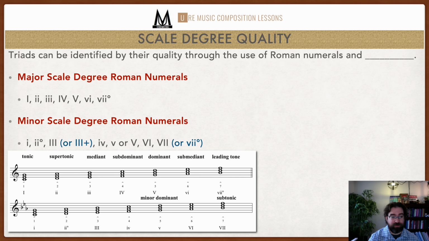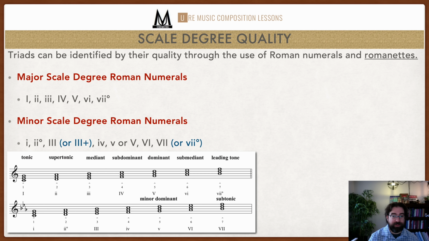The minor scale degree Roman numerals are pretty much, you've got your minor 1, your 2, which is diminished, then you've got your 4, your 5, those are both minor, and the rest of them are going to be major or augmented. So this is where you can get a 3 augmented chord if you raise the leading tone of the 3 chord, which is going to be done very, very rarely in classical music. So the answer for this, triads can be identified by their quality through the use of Roman numerals and Romanettes.